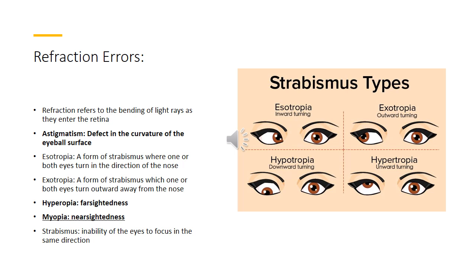Esotropia is a form of strabismus where one or both of the eyes turn in the direction of the nose. Exotropia is a form of strabismus where one or both of the eyes turn outward away from the nose. Hyperopia is farsightedness. Myopia is nearsightedness. Strabismus is the inability of the eyes to focus in the same direction.